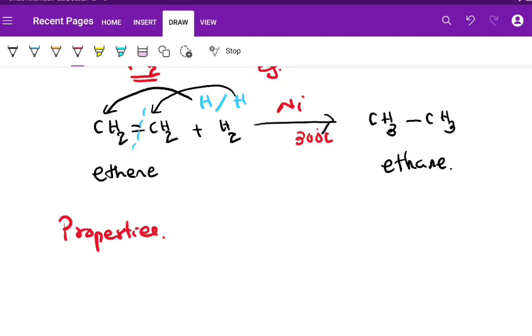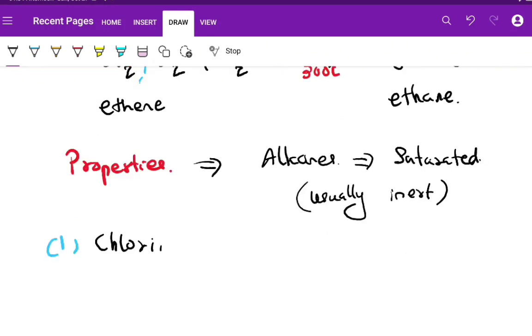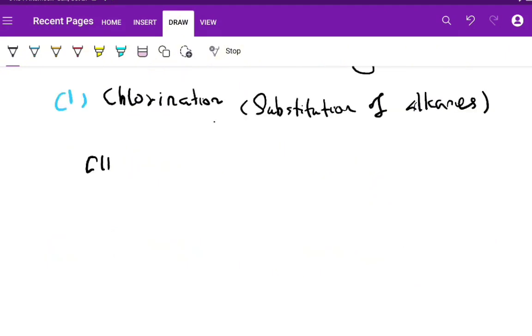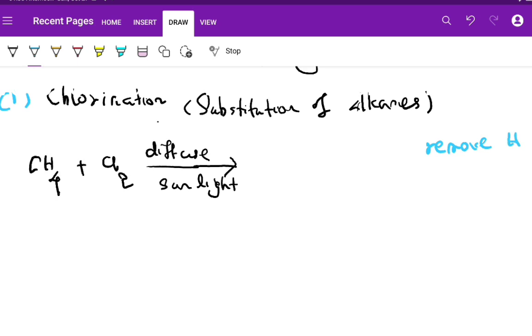Now, let's study the properties of alkanes. Since alkanes are saturated, they are usually inert. First reaction is chlorination or substitution of alkanes. In chlorination, methane is added with chlorine. In diffused sunlight, the reaction takes place. Remove 1 hydrogen and add 1 chlorine at each step.